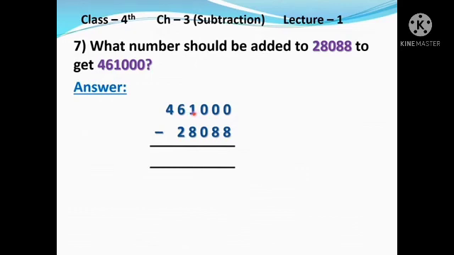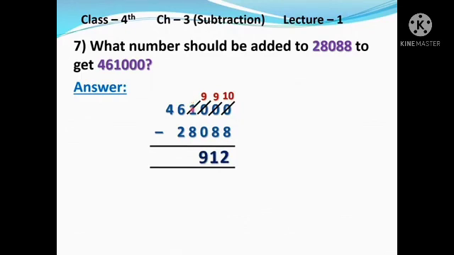Yes, we will borrow from this 1. Now see beta, this 1 will give a borrow to this 0. So this 0 will become 10. Now this 10 will give to the next 0, so this 10 will be 9 and this 0 will be 10. Now this 10 will give a borrow to this 0, so this 0 will become 10 and this 10 will become 9. So now this will become 10. So 10 minus 8, 2. 9 minus 8, 1. 9 minus 0, 9.